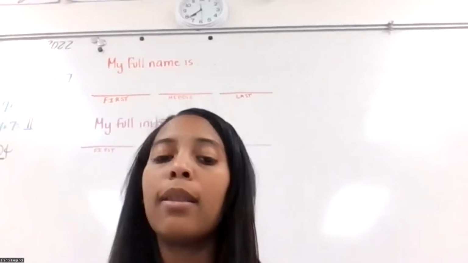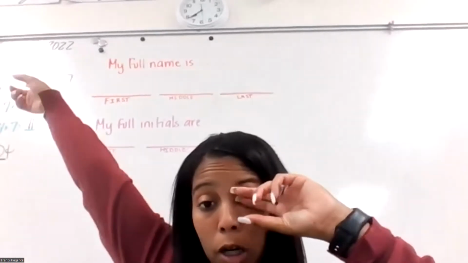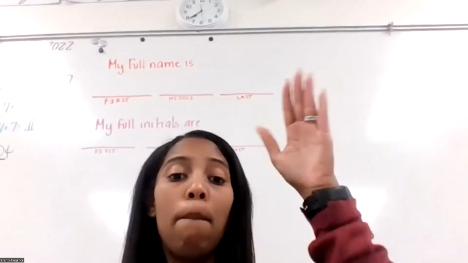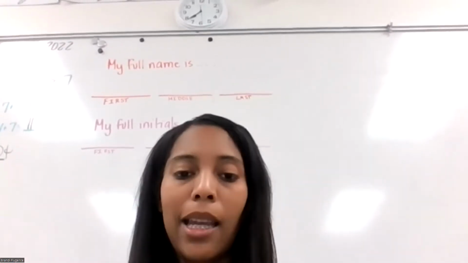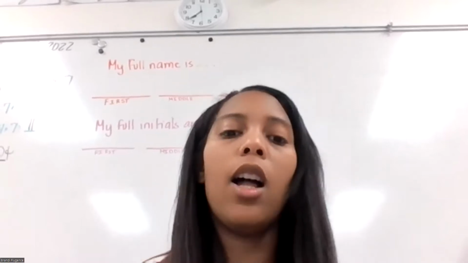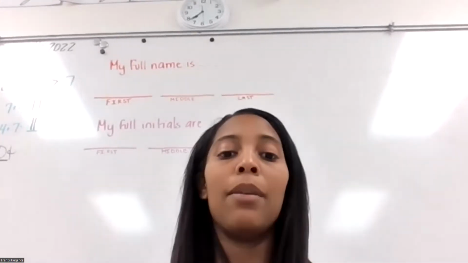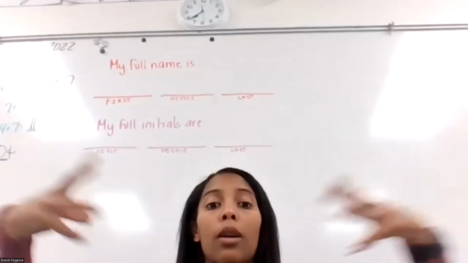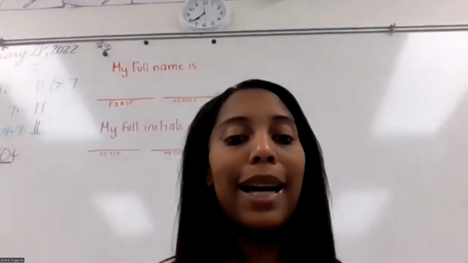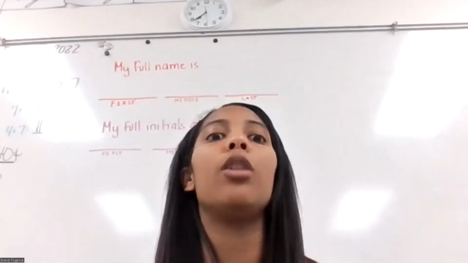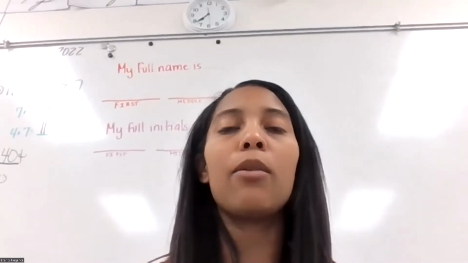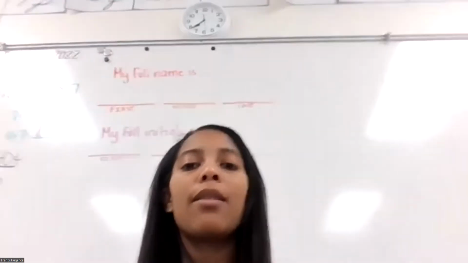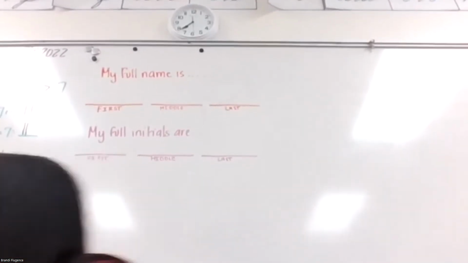All right, so today we're going to do our full initials. That means our first name, middle name, and last name. I think all of us have a first name, middle name, and last name. That's your full name. Most of the time we go by our first and last name, but whenever we have to write our full name, we give our middle. A lot of times they'll ask only for the middle initial, which is the first letter. Let's go ahead and fill that in, okay?